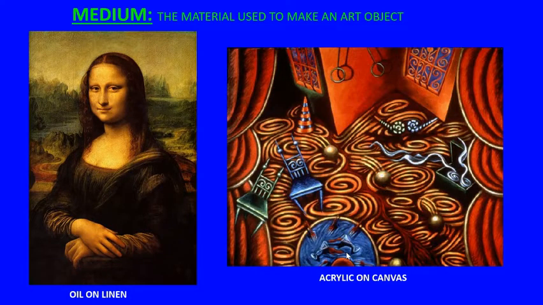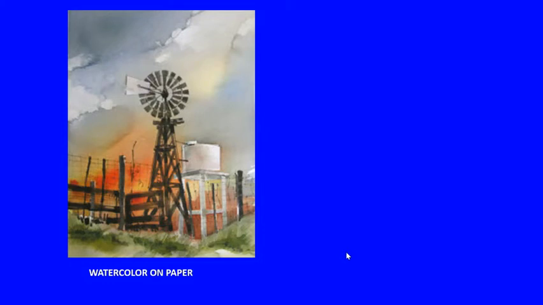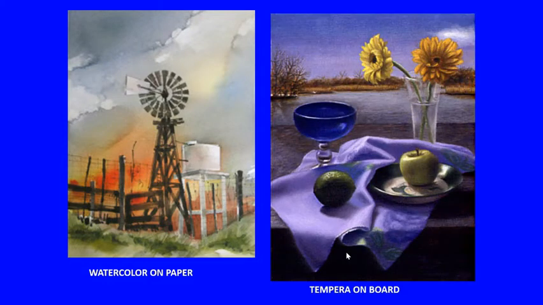This painting is acrylic on canvas. They used acrylic paint on canvas, and canvas is like a thick fabric. It's on a sailboat. The sails are made from canvas. That's what canvas is. Watercolor on paper. There's tempera on a board, like a wooden board or a masonite board, and we'll be using tempera in our class this year.